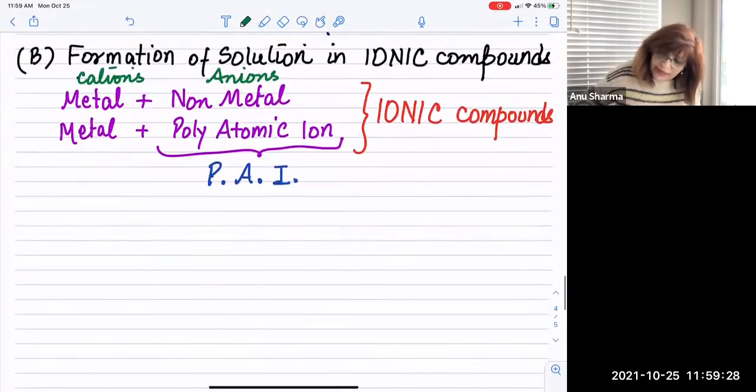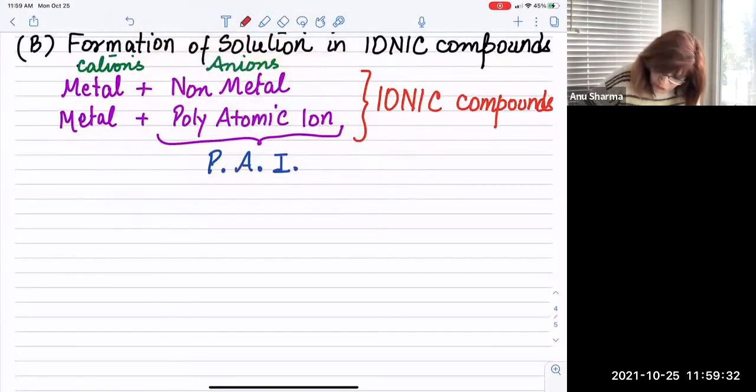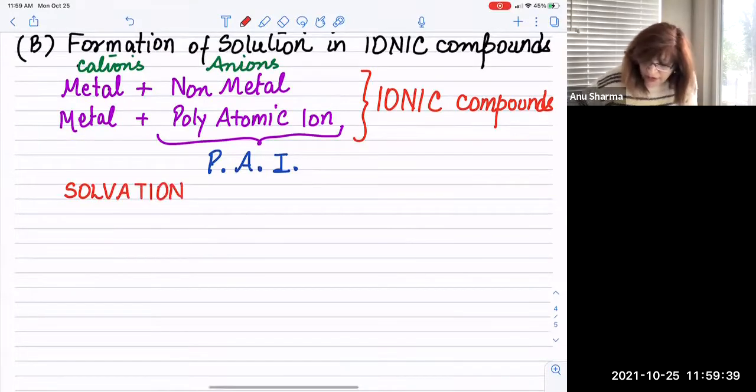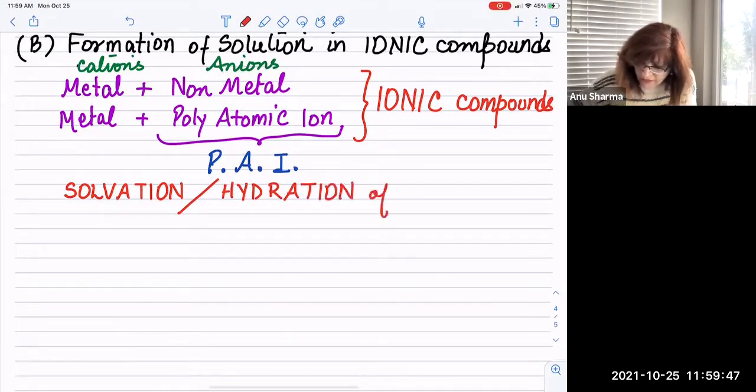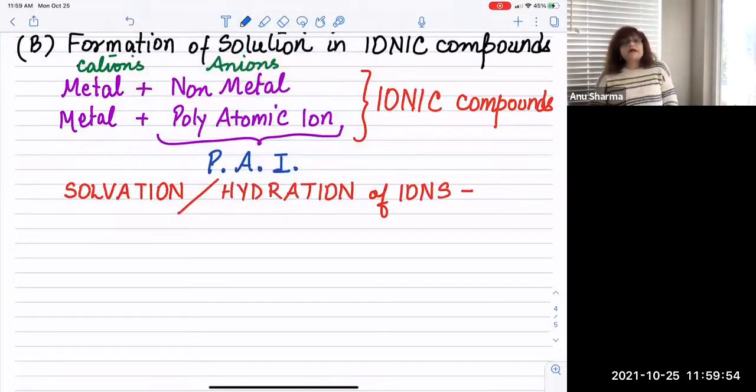Okay, so what happens here? Here is one example. The process of the solution formation is called solvation of ions. Solvation, and this is also called hydration of ions. Okay, now solvation and the hydration of ions.